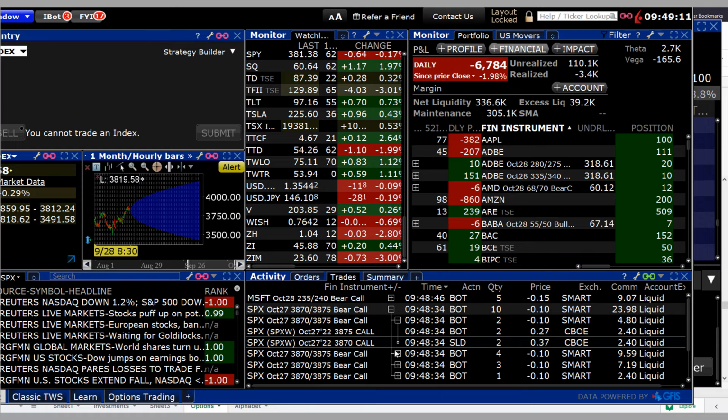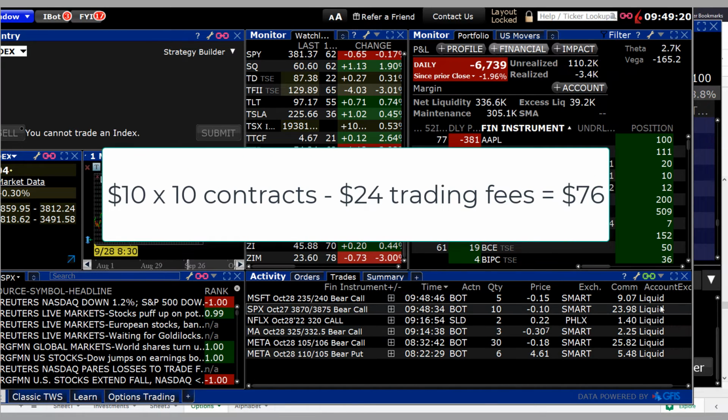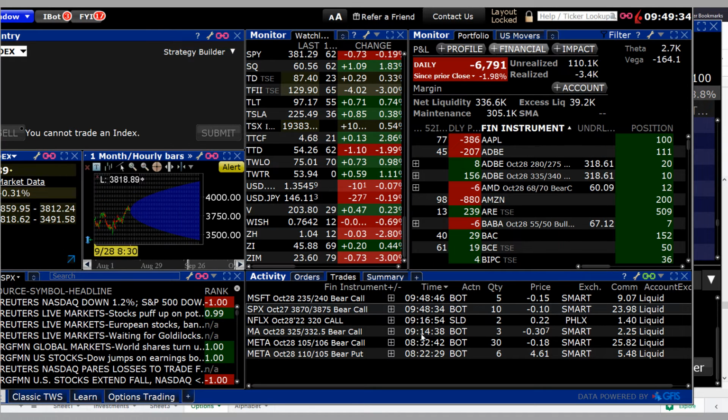So I sold the 38.70 call for 37 cents, and then I bought the 38.75 for 27, a $10 difference. And overall, similar to last time, I paid $24 in commission. So that's a net premium of $76.